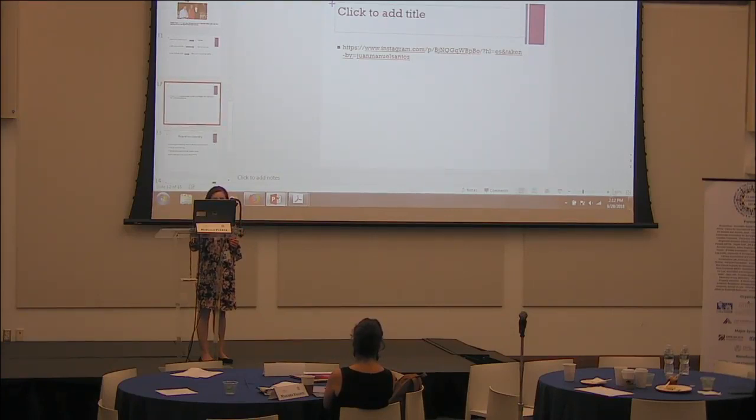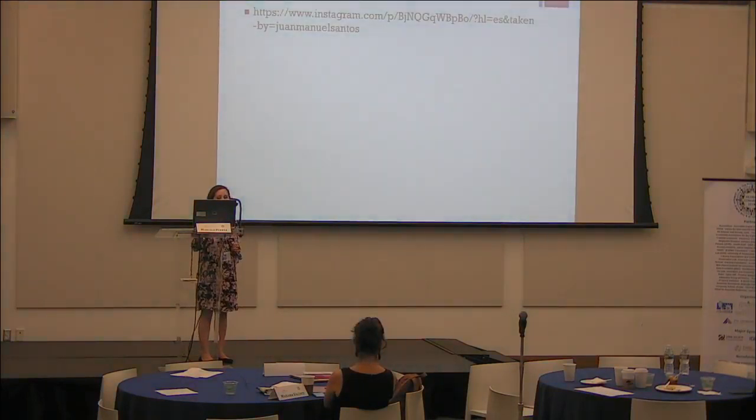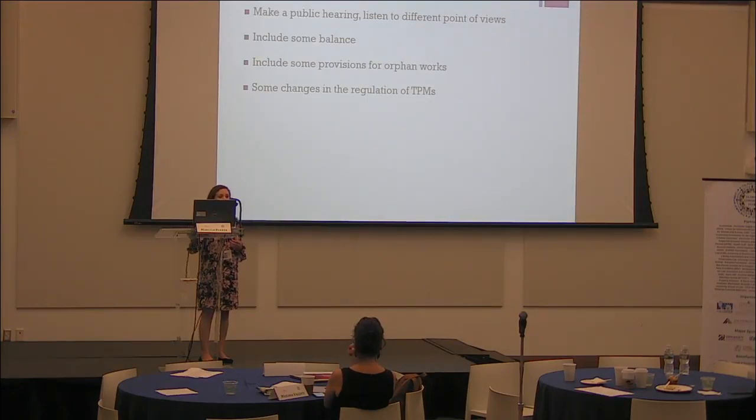So what is the problem with this? That if the economic reasons are the ones that are driving the implementation process, then most of the time, the text of the law is copy and paste from the treaty. They don't try to balance the law. They don't try to protect internal or domestic interests. They don't try anything. However, in Colombia, we did have a very strong role of the civil society.